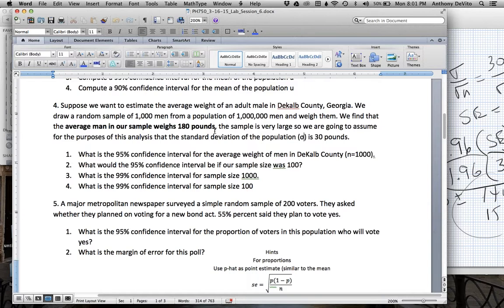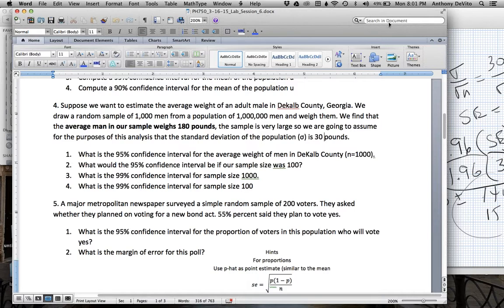The sample is very large, so we're going to assume, for the purpose of analysis, that the standard deviation is the same as the population standard deviation, which is 30 pounds. Since it's such a big sample, we assume that 30 pounds approximates sigma well enough for us to use it for our confidence interval. What's the 95% confidence interval for the average weight of men in DeKalb County?